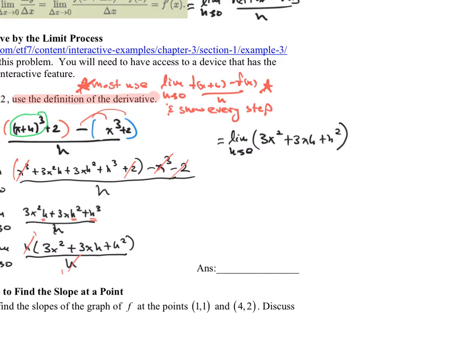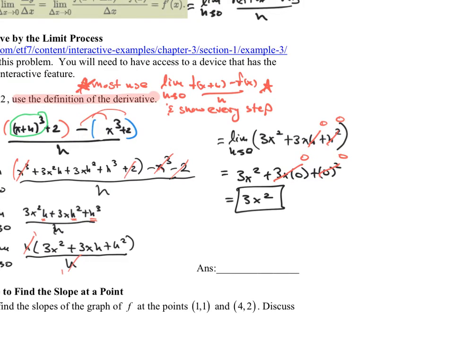Okay, what do we do now? Now we plug in 0 for h. So anywhere we see an h, we're going to plug in a 0. So this would be equal to, now I don't write my limit sign because I'm actually evaluating my limit. So every single step I've had to write the limit as h approaches 0. This is the one step where I get to stop writing it because I'm actually evaluating the limit. So this would be 3x squared plus 3x times 0 plus 0 squared. Again, 3x times 0 is 0, 0 squared is 0, so I'm left with 3x squared.